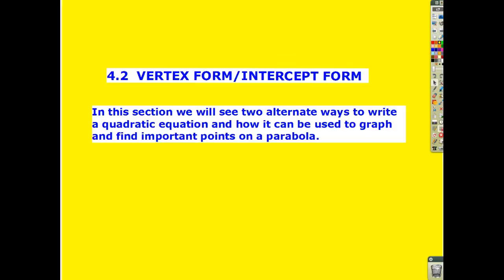All right, we talked about standard form for quadratics. Let's talk a little bit about vertex form and intercept form. So a couple alternative ways that we can write a quadratic equation makes it a little bit easier to graph. So let's go ahead and do that.